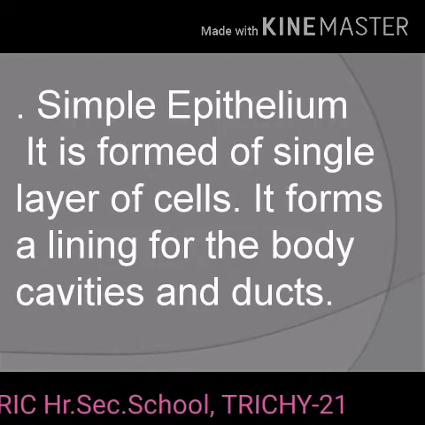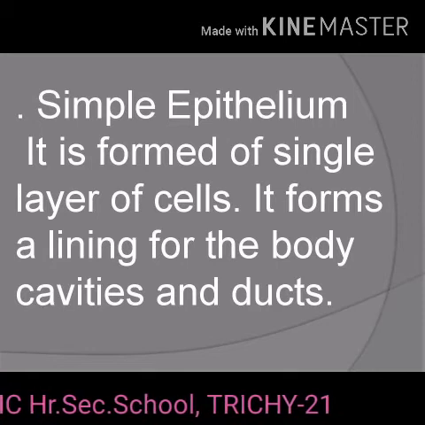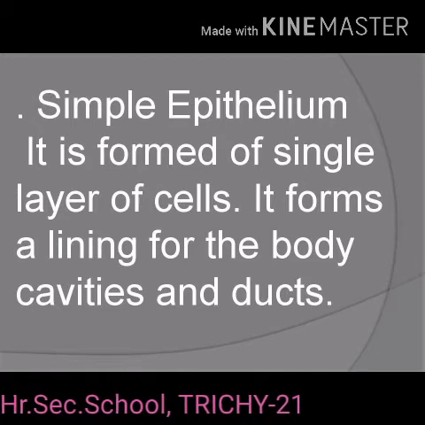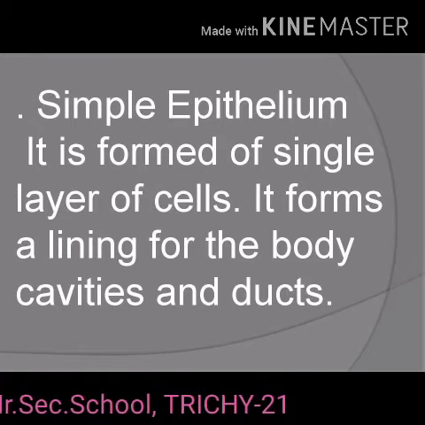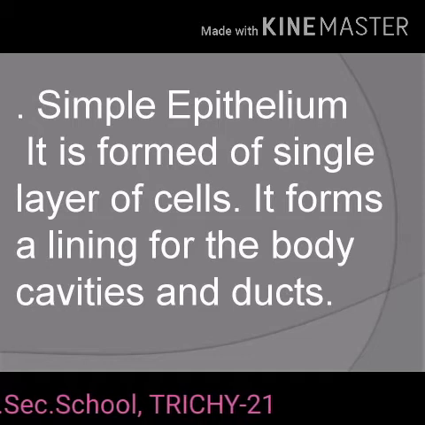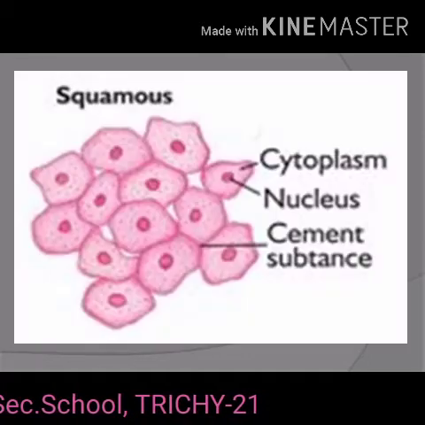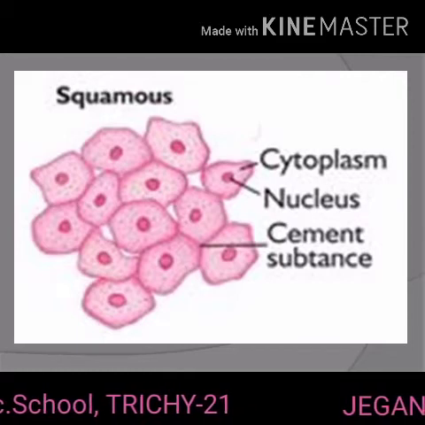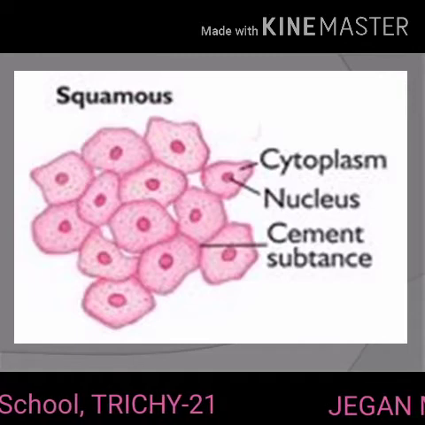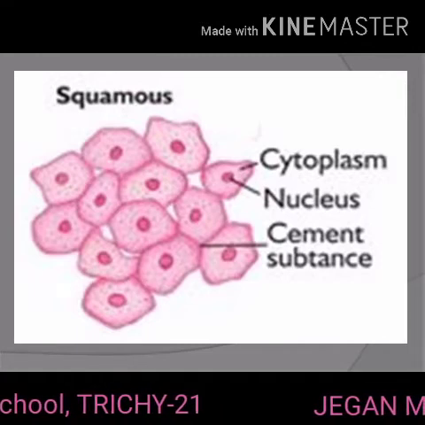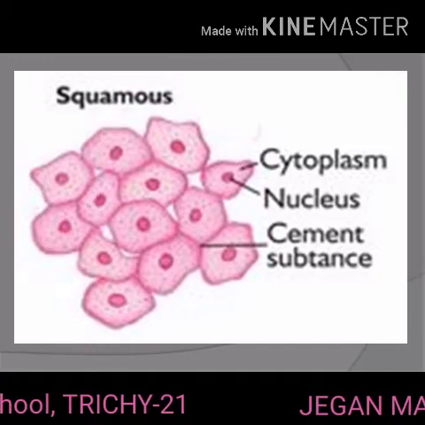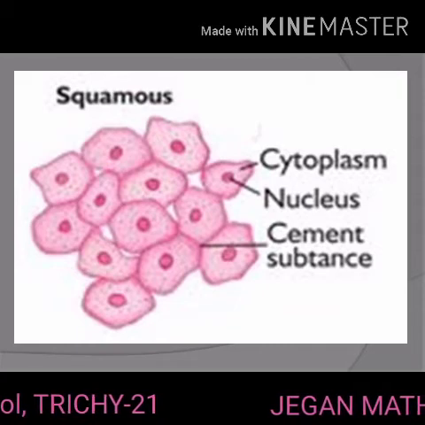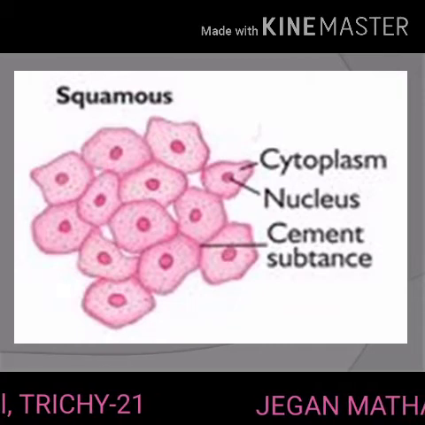Simple epithelium. It is formed of a single layer of cells. It forms a lining for the body cavities and ducts. Simple epithelium is further divided into the following types. First one, squamous epithelium. It is made up of thin, flat cells with prominent nuclei.